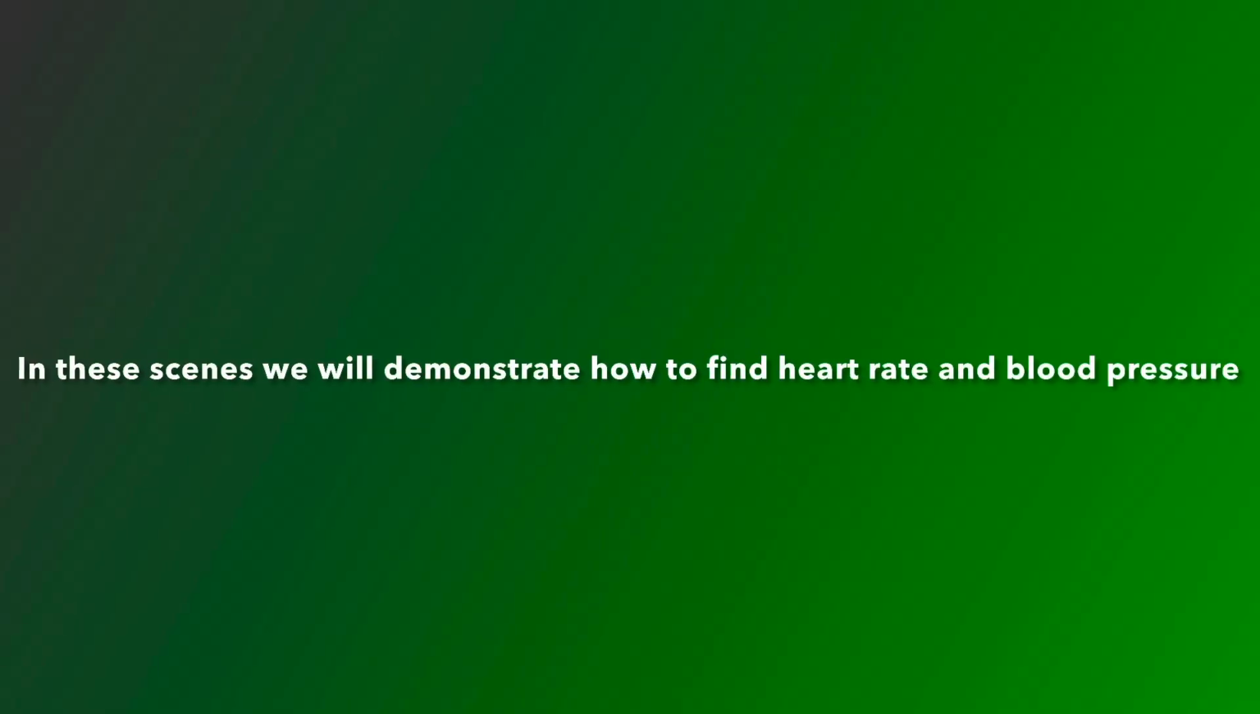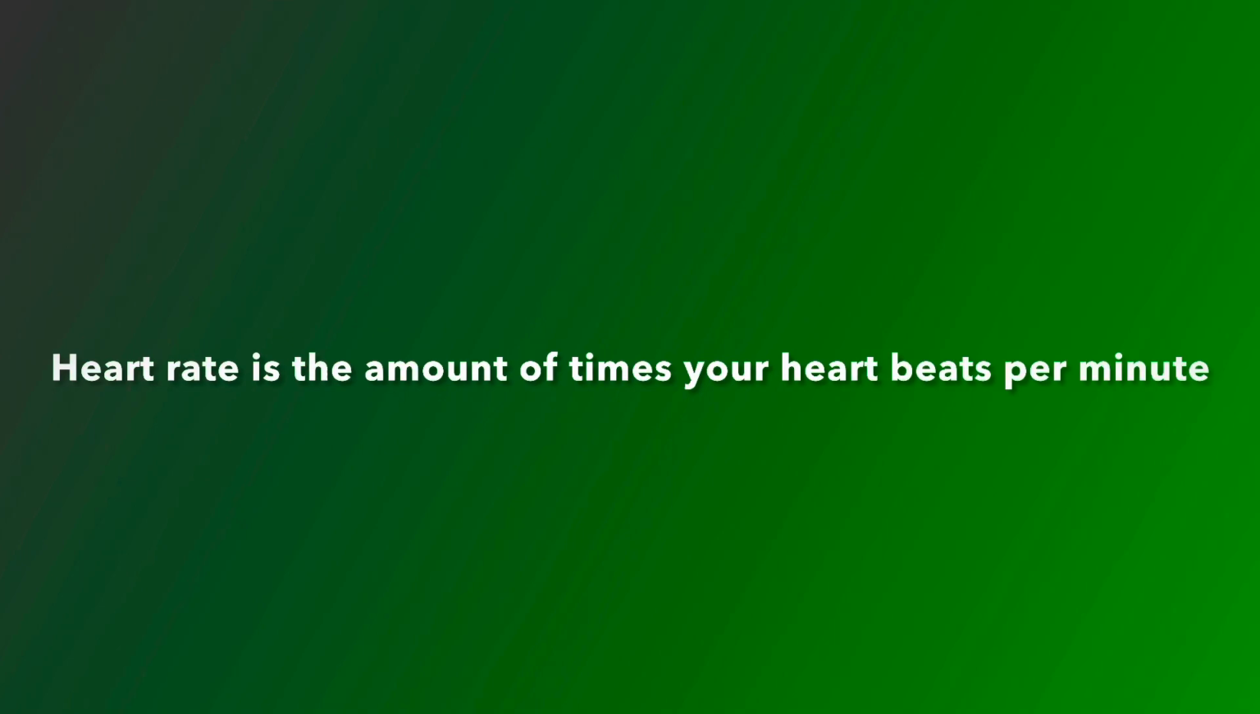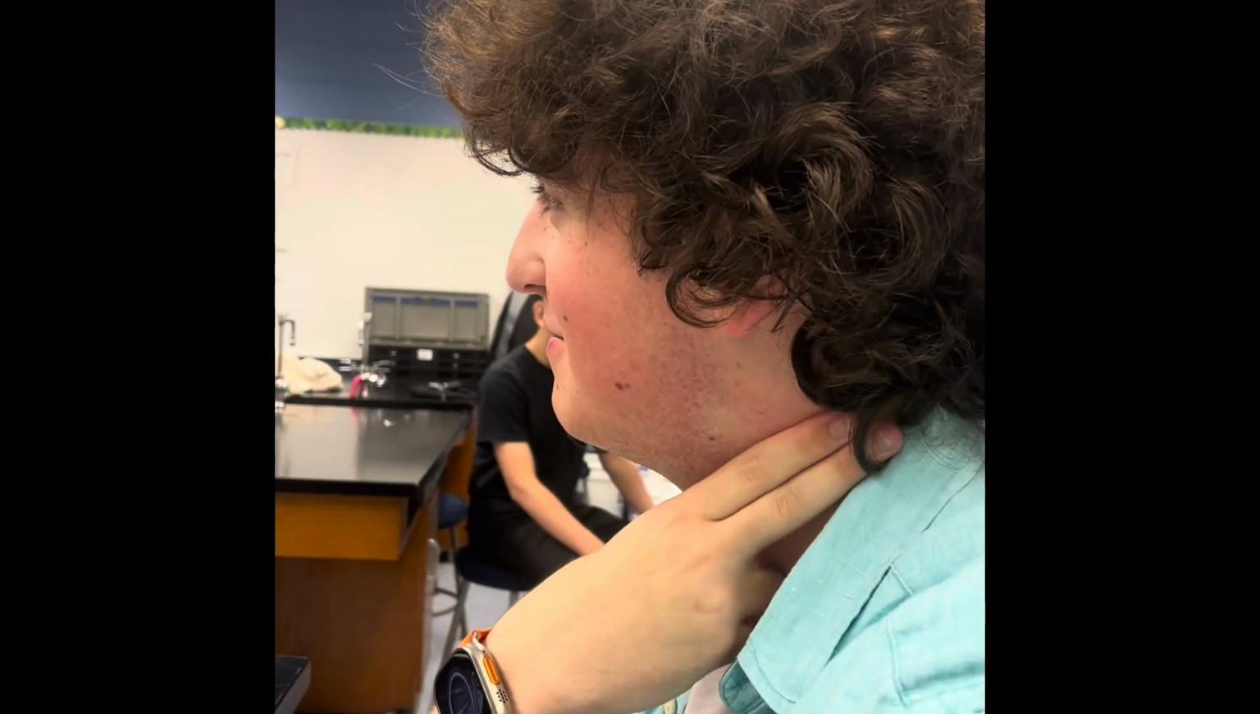In these scenes, we will demonstrate how to find heart rate and blood pressure. But first, what is heart rate? Heart rate is the amount of times your heart beats per minute. This is how we measure it. We count how many beats we feel in 15 seconds. Then we multiply the number we got by 4.